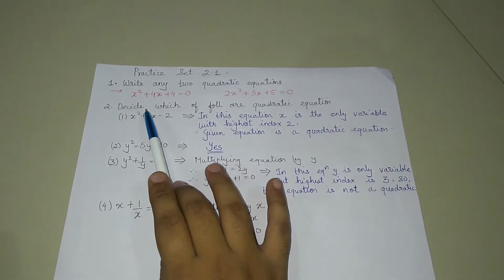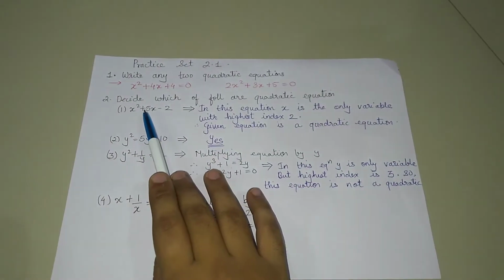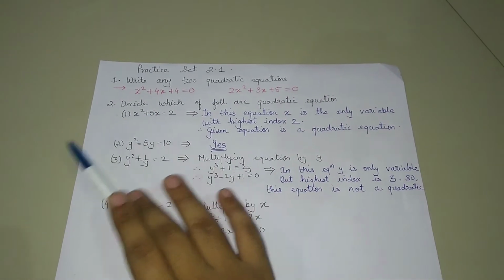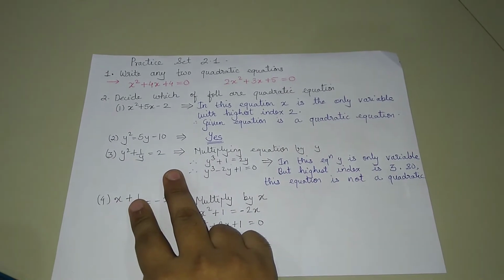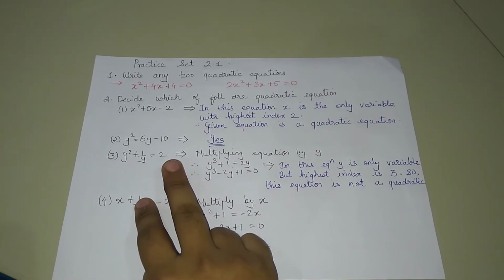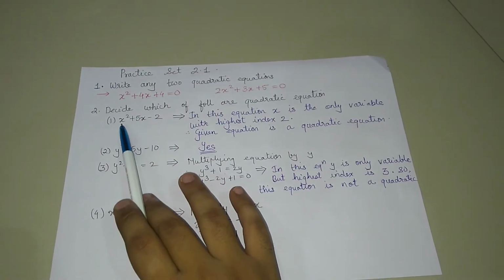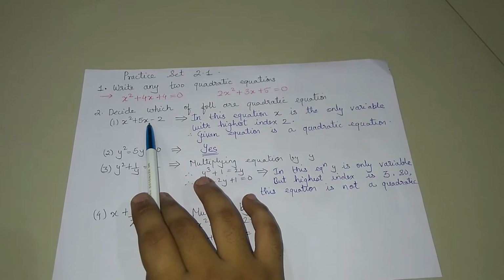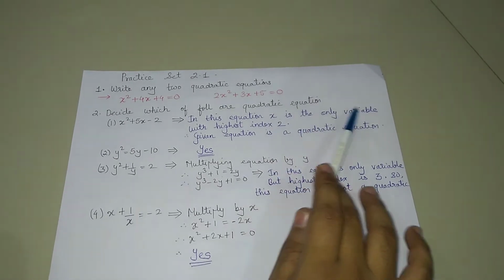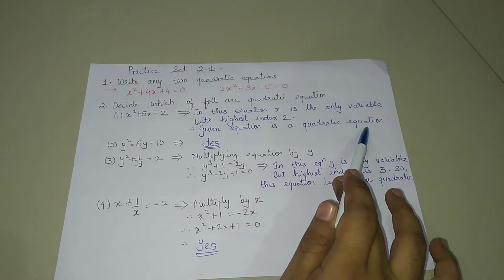Now next is to decide which of the following are quadratic equations. The first one is x square plus 5x minus 2. First of all, we have to check two things: whether the equation has one variable, and second, the power of the equation, which should be 2. Yes, x square plus 5x minus 2 has only one variable, and the power is also 2. So we can write that x is the only variable with the highest index 2. Therefore the given equation is a quadratic equation.